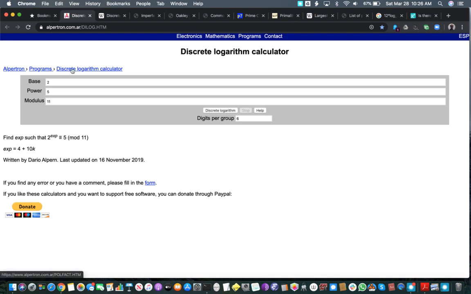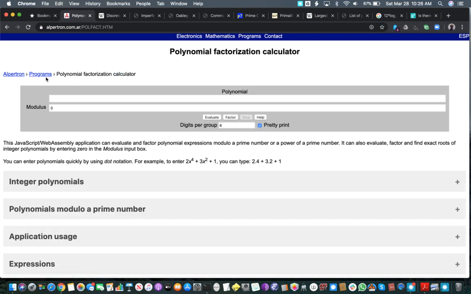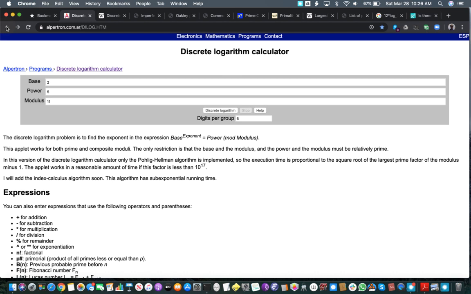But how far can this thing go? This tells you something about the algorithm. It says it uses Pohlig-Hellman. That's one of the discrete log algorithms. And so the execution time is proportional to the square root of the largest prime factor of the modulus minus 1. So this is actually slower than the algorithm whose running time I showed you on the slide, right?